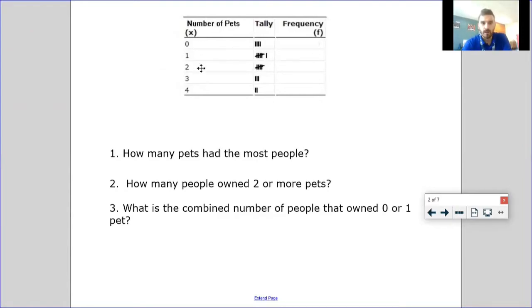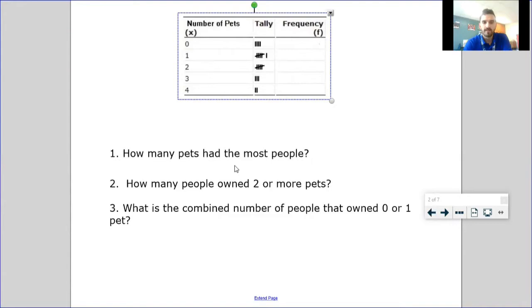So if you look here, got all your pets. You had 4 people with 0 pets, so we would put a 4 right here. We had 6 people with 1 pet, you'd have a 6 here, 5 people with 2, 3 people with 3, and then you had 2 people who had 4 pets. I'm not as worried about you making the graphs as I am about you being able to pull the information from it in order to answer some questions.